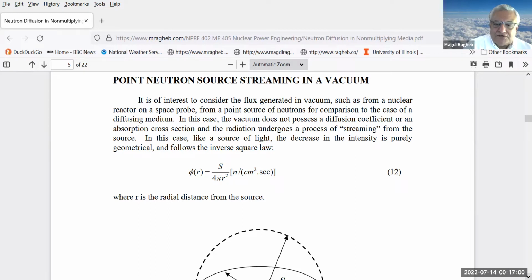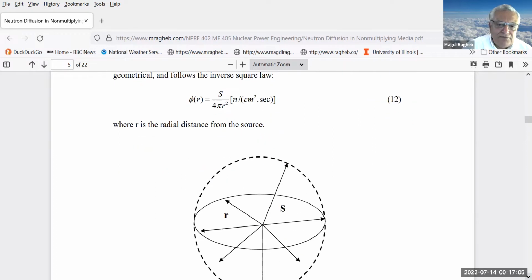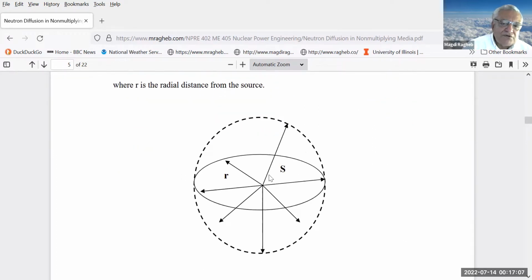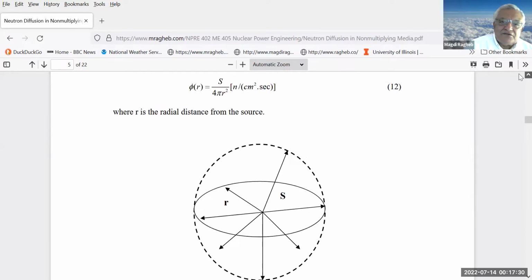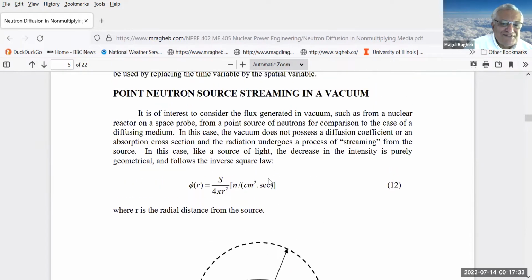So let us first start with a non-multiplying medium. That non-multiplying medium is emitting neutrons with a strength capital S in space. If it's a vacuum, the neutrons emitted from the source will just move in the same direction as they have been, of course, generated in all directions. And we know in that case that the solution to the flux is very simple.